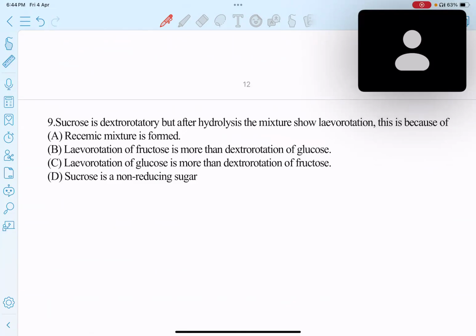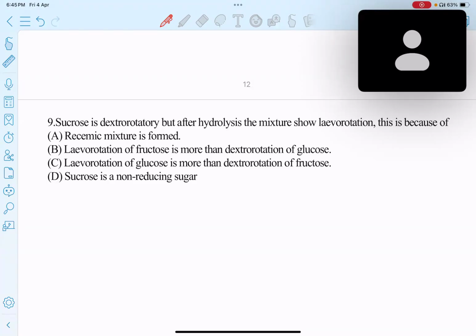Sucrose is dextrorotatory, but after hydrolysis, the mixture shows levorotation. This is because of which reason? Option A is a racemic mixture is formed. Option B is levorotation of fructose is more than dextrorotation of glucose. Option C is levorotation of glucose is more than dextrorotation of fructose. Option D is sucrose is a non-reducing sugar.